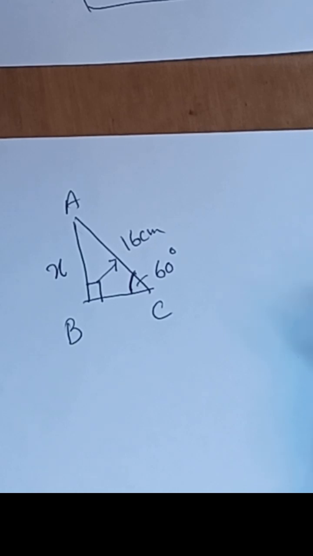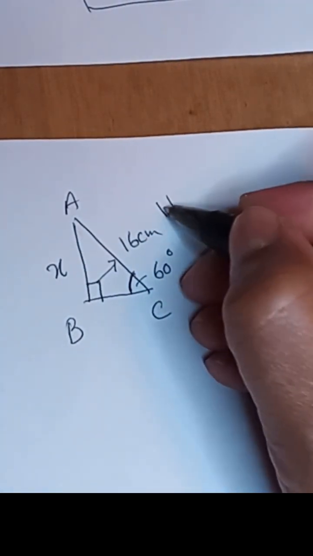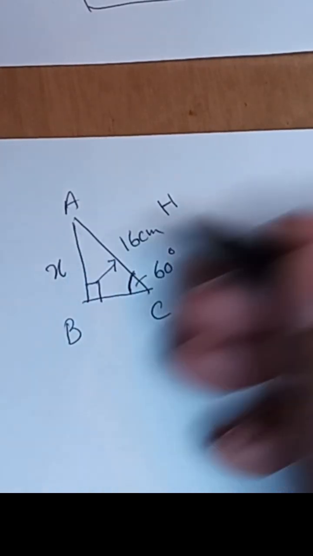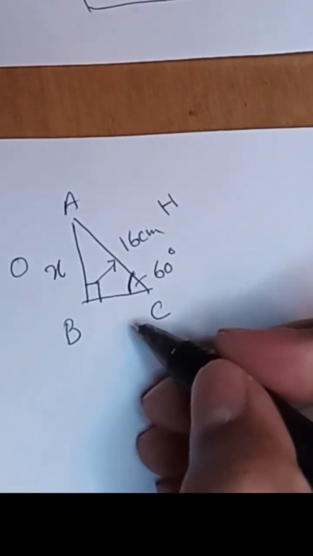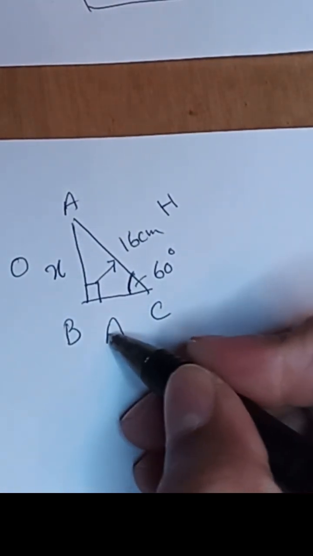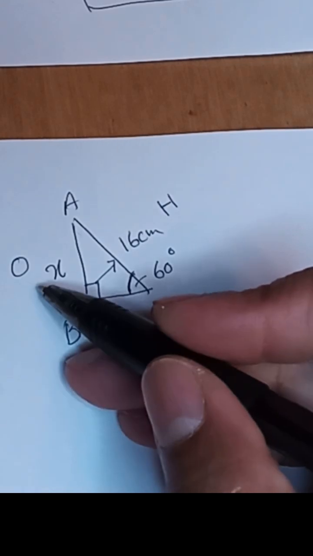So which side is which? The side opposite the 90 degree angle is called the hypotenuse. The side opposite the angle is called opposite, and this side is called adjacent. So which side are we interested in? We are given the hypotenuse and we are looking for the opposite, right?